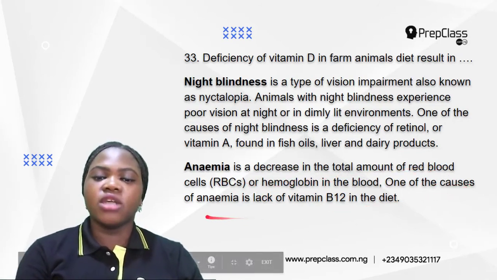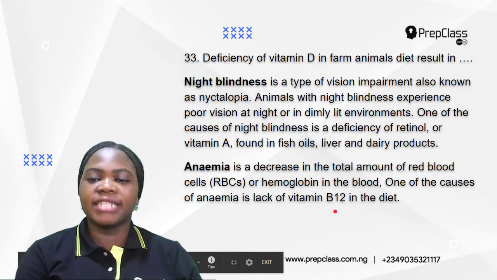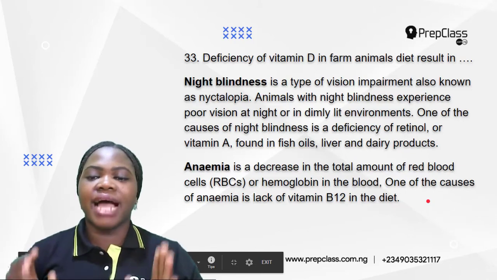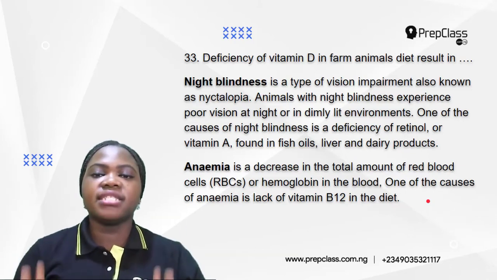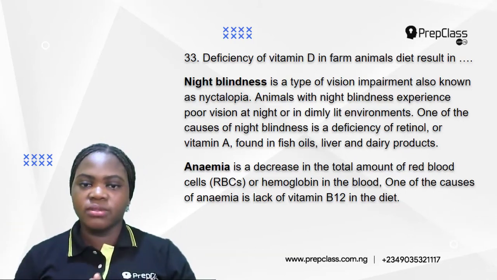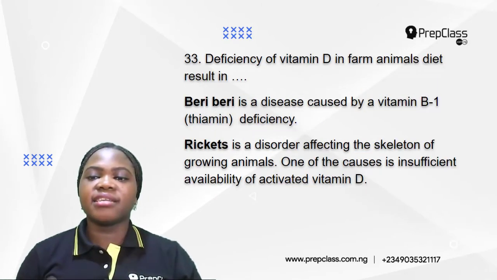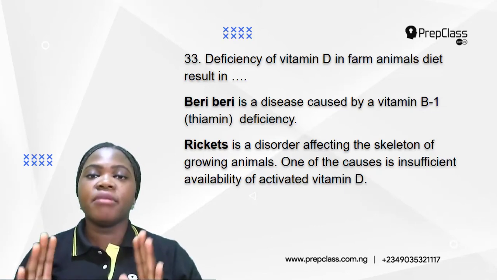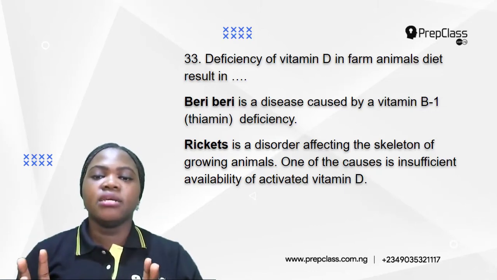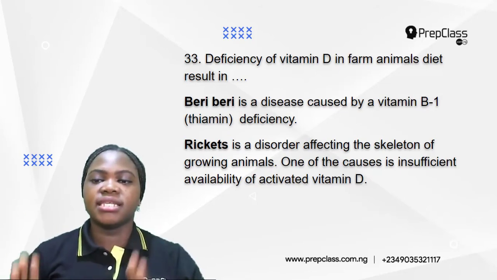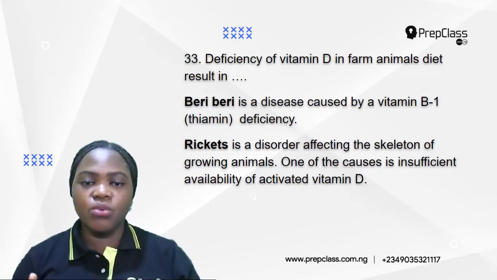One of the causes of anemia is lack of vitamin B12 in the diet. So anemia can be caused as a result of deficiency of vitamin B12. Beriberi is a disease caused by a vitamin B1 deficiency. Vitamin B1 is also known as thiamine. So beriberi is a disease caused by a deficiency in vitamin B1.